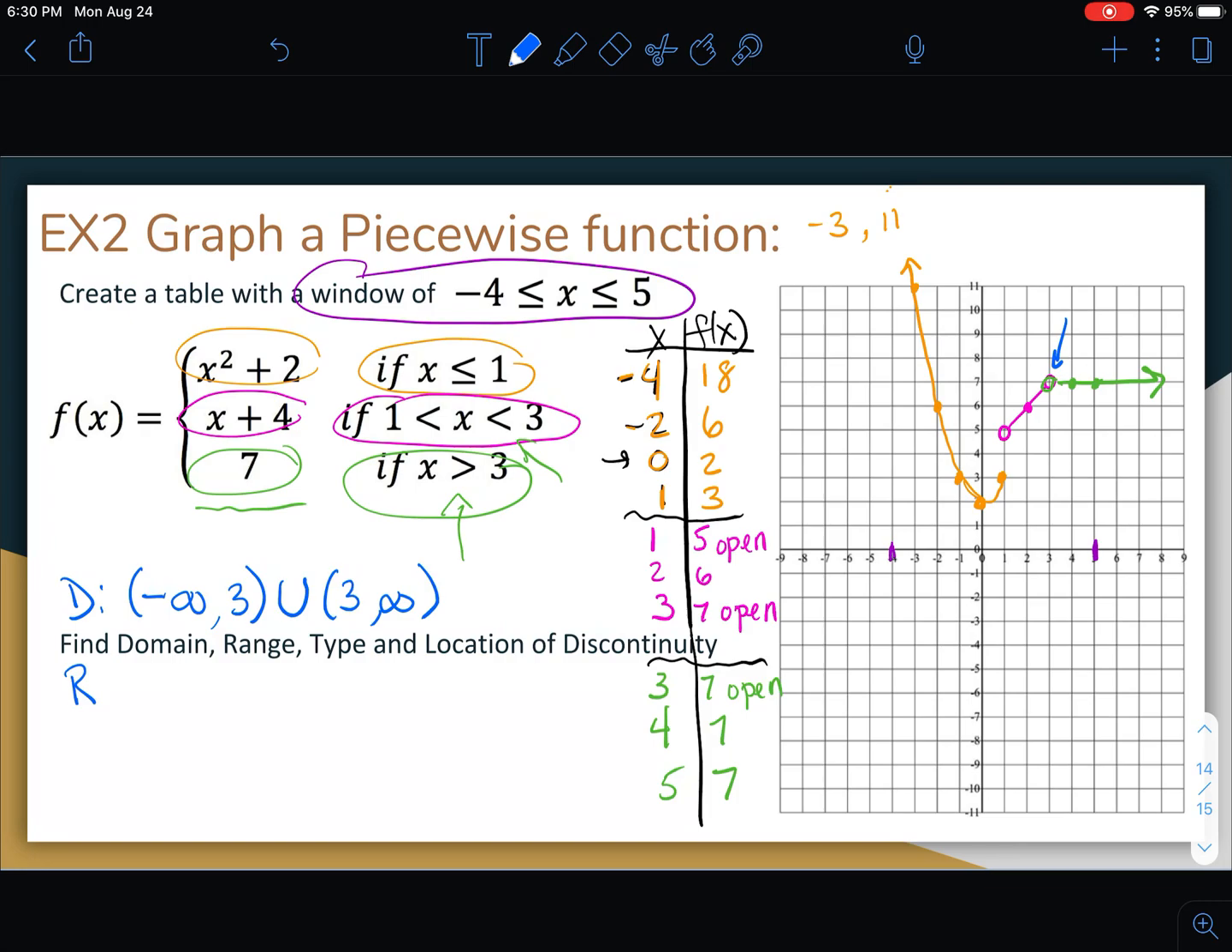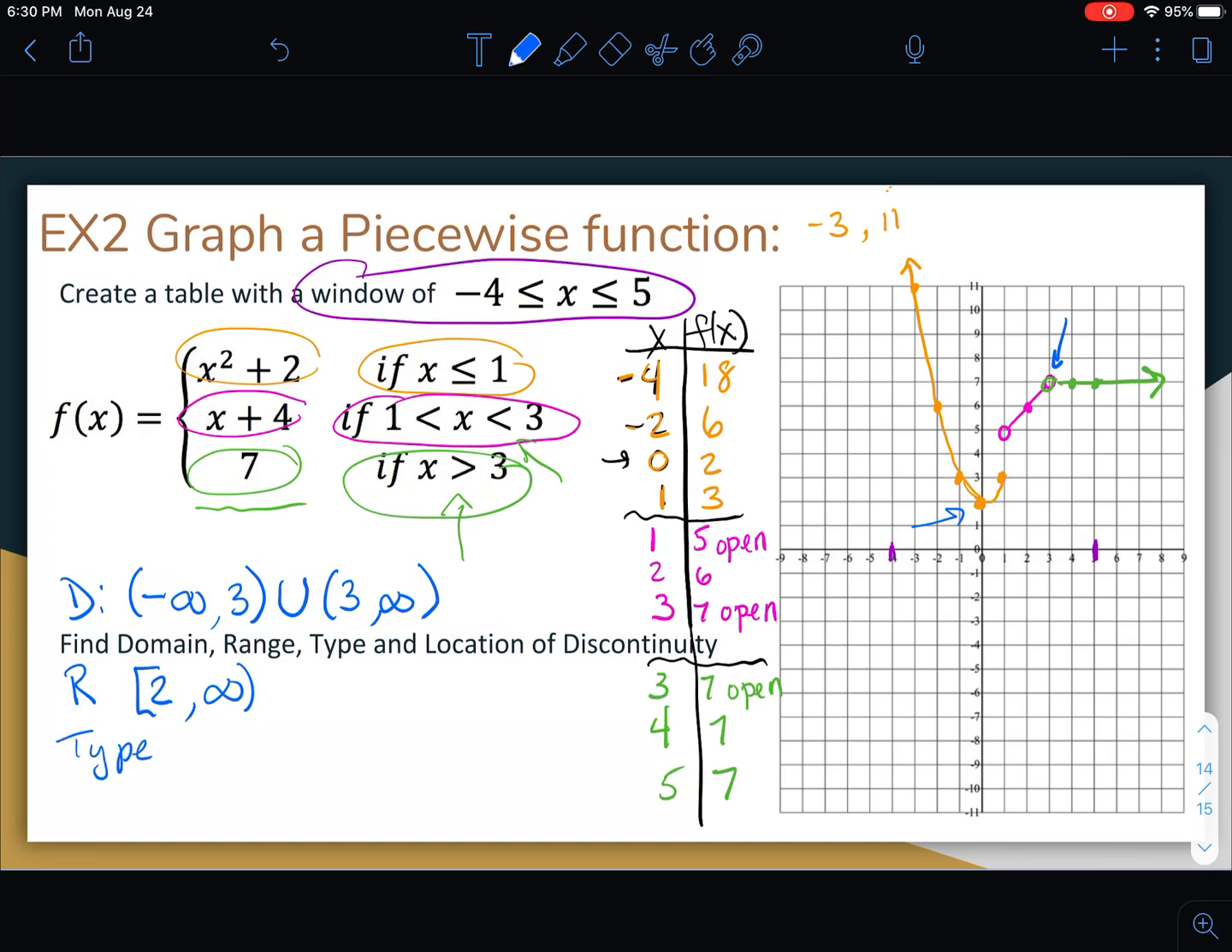For the range, I do see a minimum, and then I see we're going up to infinity. So the minimum output is going to be 2. So from 2, including 2, that's why we have a bracket, up to positive infinity, and then a parenthesis.